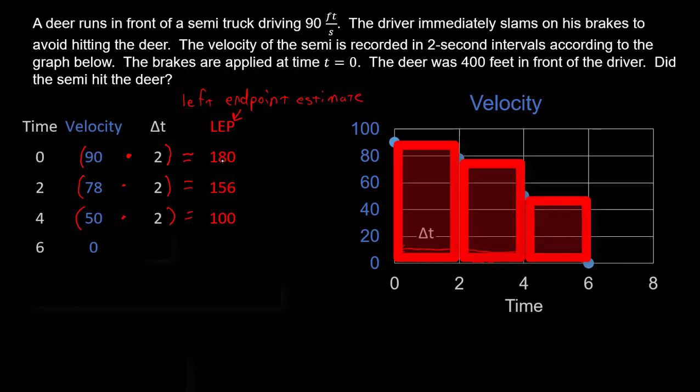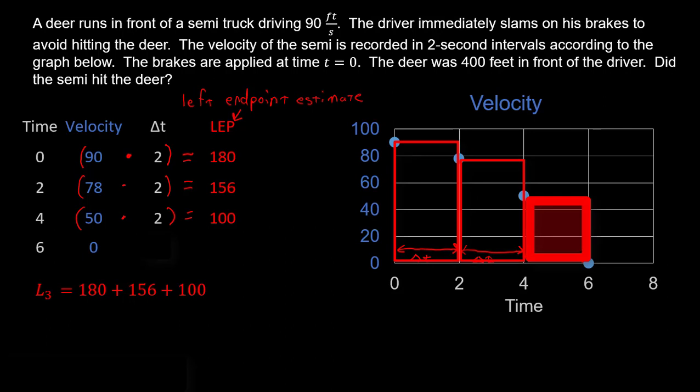So if we add all of these distances up, we'll get our left endpoint estimate, which we're going to denote as L3 because it's a left endpoint estimate with 3 rectangles, and that is just going to equal the addition of all 3 of these areas. So 180 plus 156 plus 100, which is going to give us an estimate of 436 feet for our left endpoint estimate.